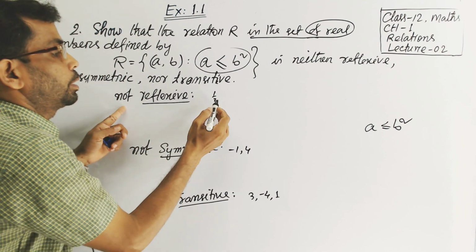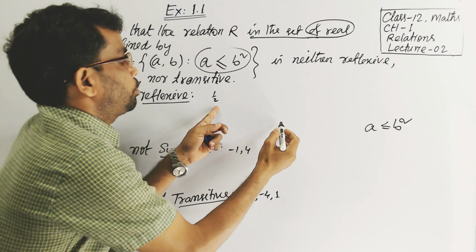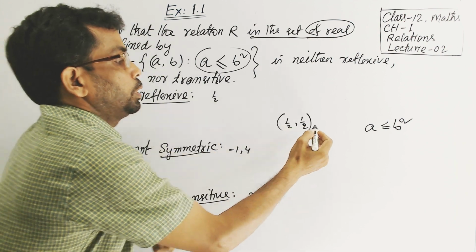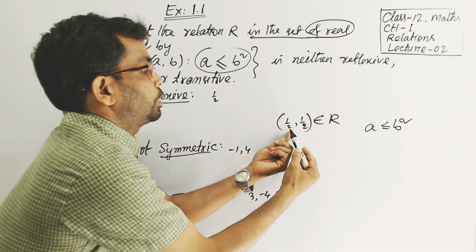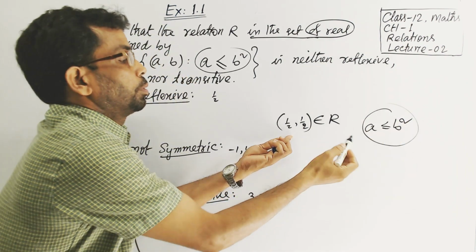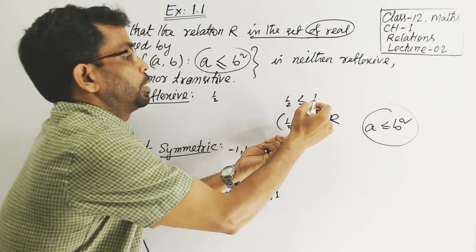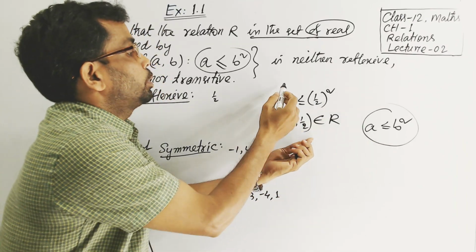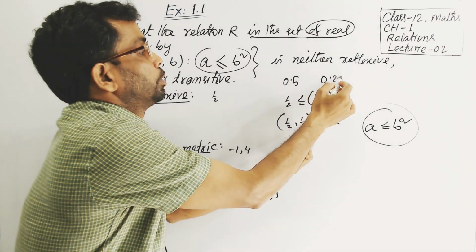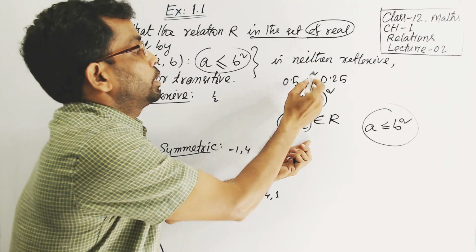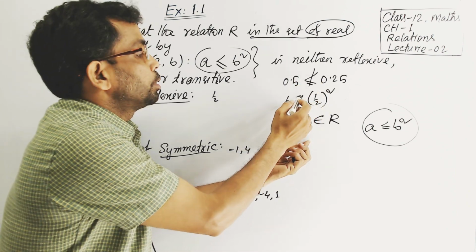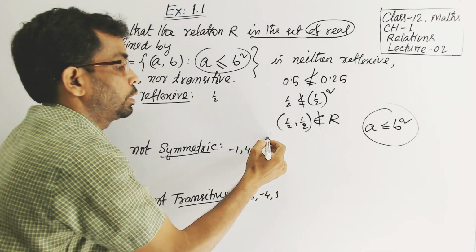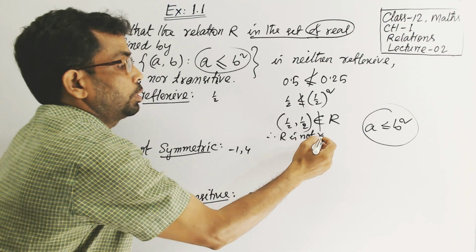For not reflexive, I can take 1 by 2. If 1 by 2 makes a pair with itself, then to be in the relation, this number must satisfy the condition a less than or equal to b square. That means 1 by 2 must be less than or equal to (1 by 2) square. Here a is 1 by 2, b also is 1 by 2. But 1 by 2 is 0.5, and this is 0.25. So this is not true; in fact, it is bigger. Therefore the pair (1/2, 1/2) is not in the relation, and hence the relation R is not reflexive.